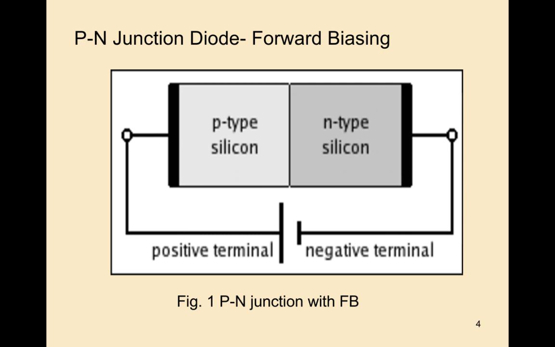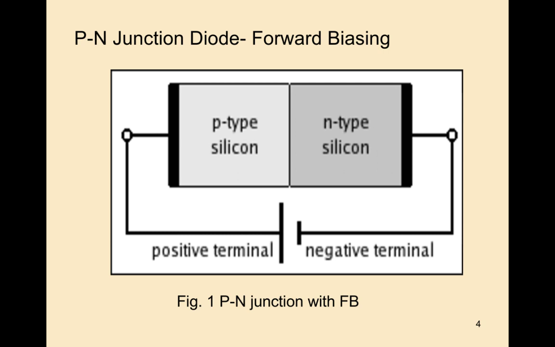First of all, what is meant by biasing? Biasing means applying external voltage. Application of the external supply is called biasing. These biasing methods are of two types: forward bias and reverse bias. Forward bias is nothing but taking one battery and connecting the positive terminal of the battery to the positive terminal of the device, and the negative terminal of the battery to the negative terminal of the device. This connection we call the forward bias connection.